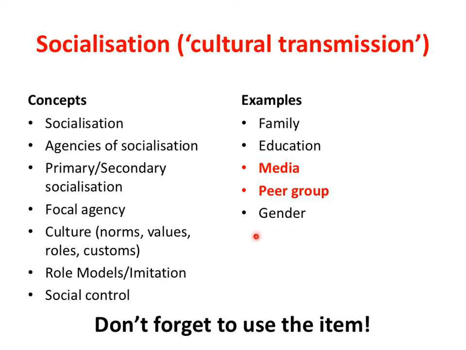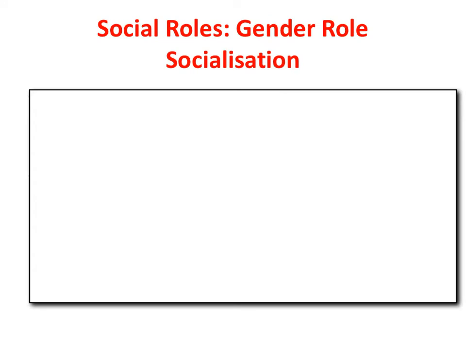Also I put gender here as an example. Some questions ask you to talk about how socialisation is linked to social roles. And a really good example to talk about if we're looking at social roles is the process of gender role socialisation. And when you're describing the process of gender role socialisation, try and use specialist terms.